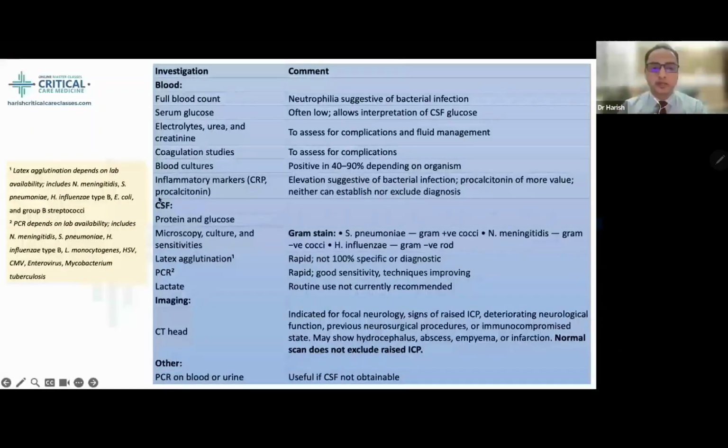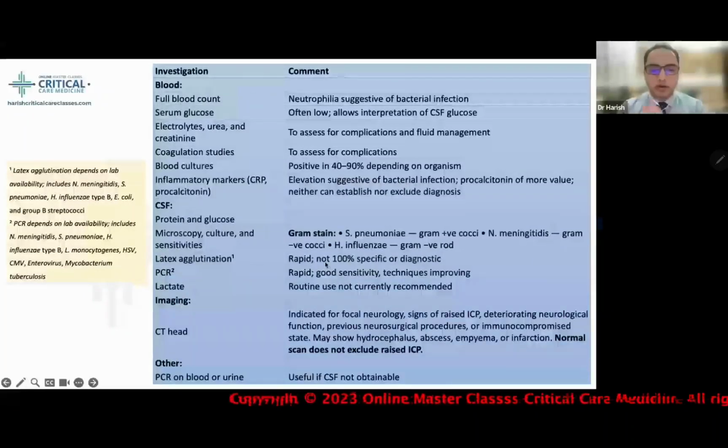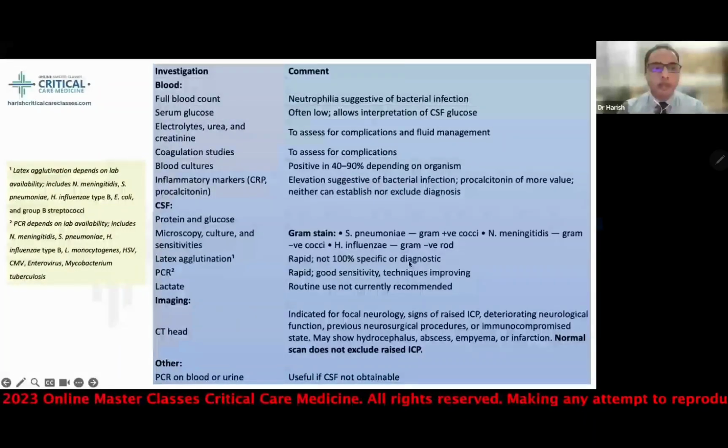When it comes to CSF examination: protein and glucose, Gram stain, microscopy, culture and sensitivity. Streptococcus pneumoniae is a Gram-positive coccus. Neisseria meningitidis is a Gram-negative coccus. H. influenzae is a Gram-negative rod. Latex agglutination is a rapid test, but it is not 100% specific or diagnostic. It depends upon lab availability, and it helps in Neisseria meningitidis, Streptococcus pneumoniae, Haemophilus influenzae type B, E. coli, and group B streptococci. We can go for latex agglutination.